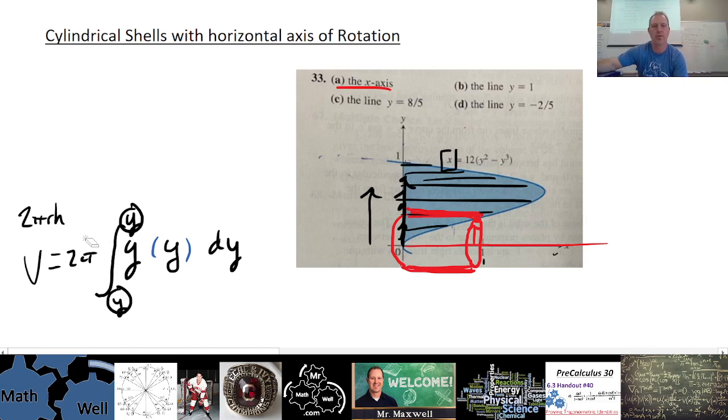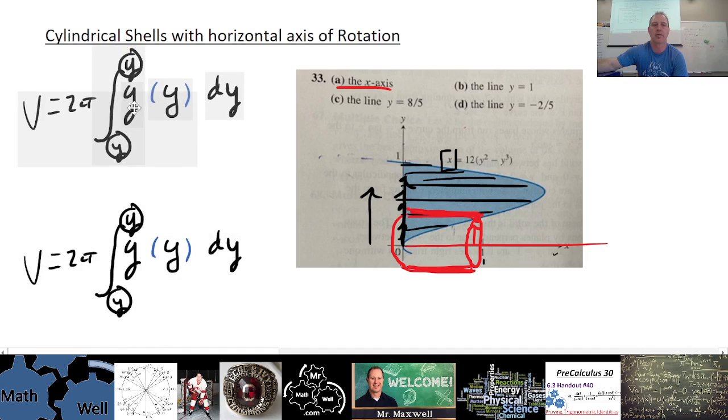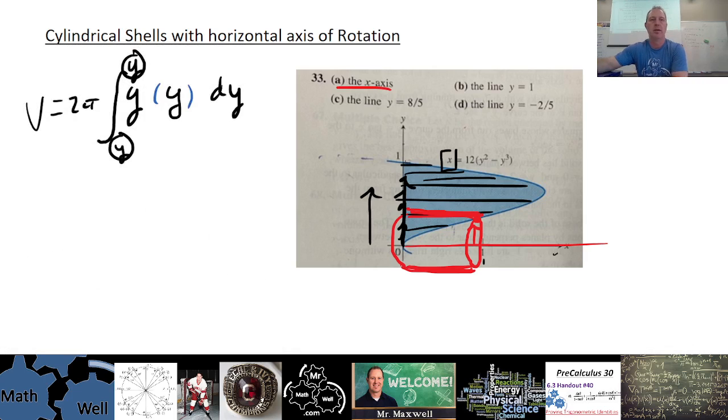Okay, so for 33A, let's take a look at 33A here. I'm just going to bring this up towards the top here so we can keep that in mind. But what do we do here? Well, V equals 2 pi. I'm going to leave the limits of integration alone for a second.